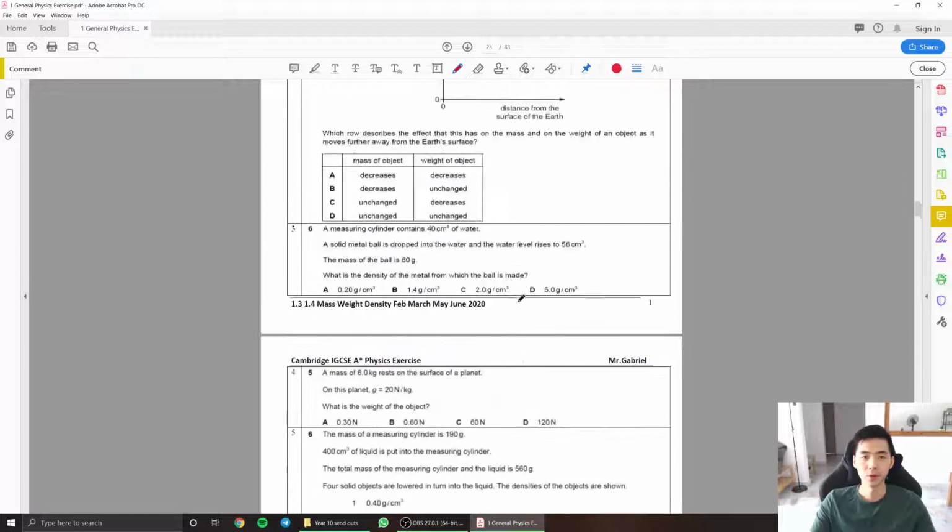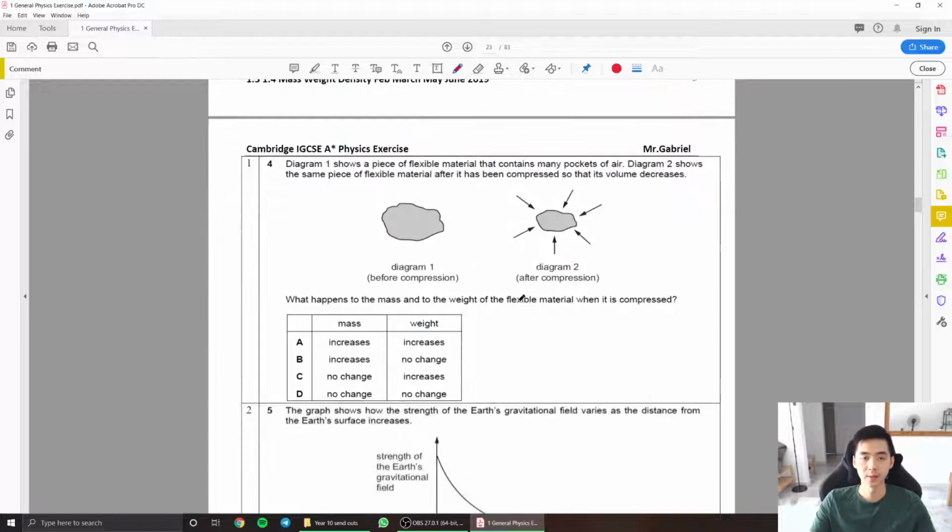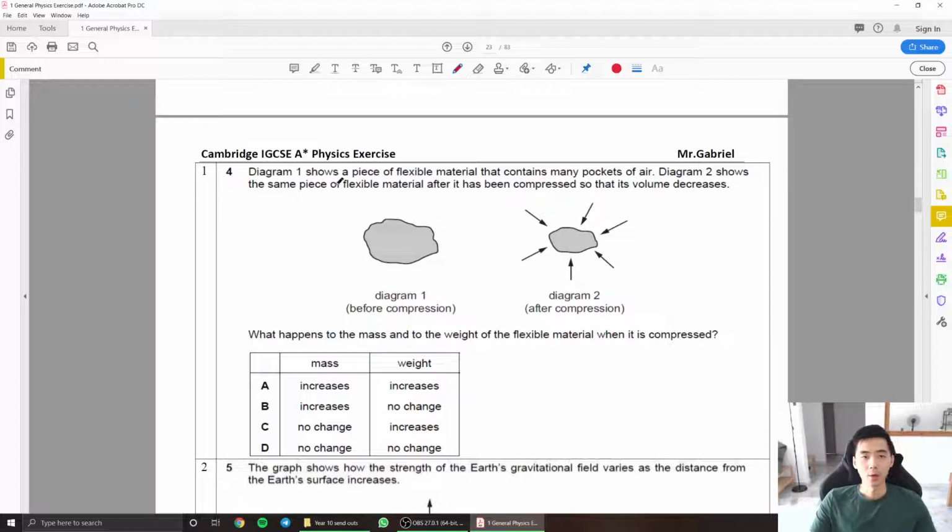Okay, final question, final exercise. Diagram 1 shows a piece of flexible material that contains many pockets of air. Diagram 2 shows the same piece of flexible material after it has been compressed so that the volume decreases. What happens to the mass and the weight of the flexible material when compressed?